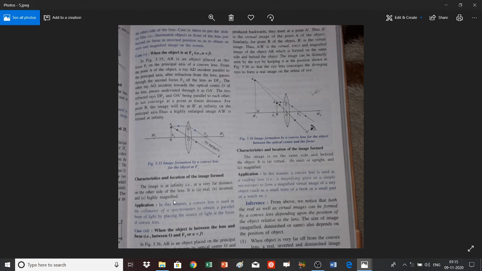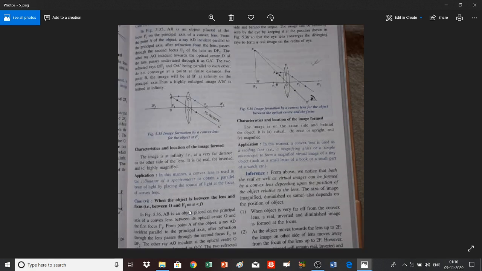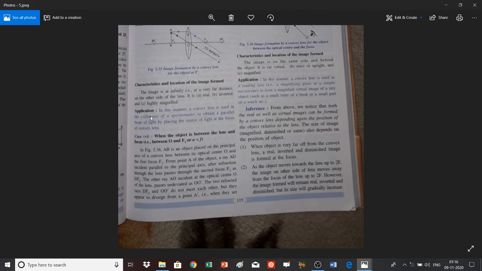Application: in this manner, a convex lens is used in the collimator of a spectrometer to obtain a parallel beam of light by placing the source of light at the focus of the convex lens. You don't yet know what a collimator or spectrometer is; you will understand in your higher classes. So just remember that these characteristics or this methodology can be used in the case of a collimator or spectrometer. Their functions and characteristics we will learn in higher classes. Just remember that it is used in these two cases.